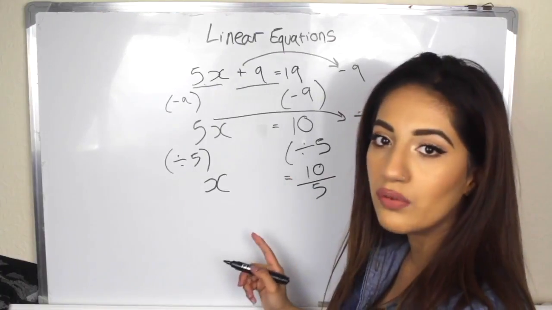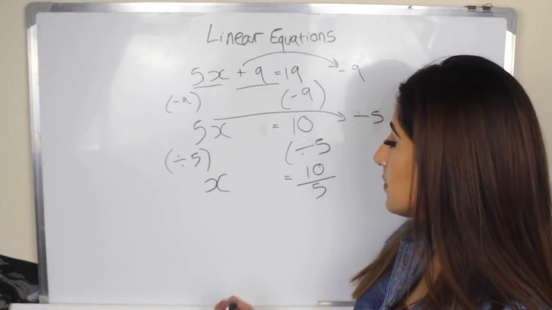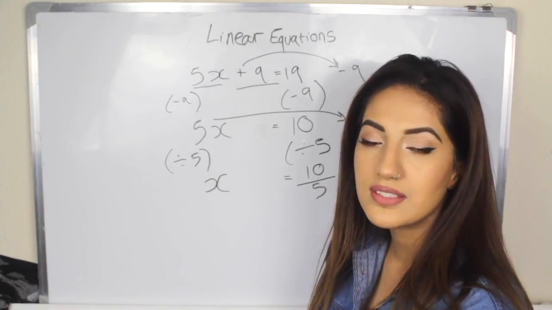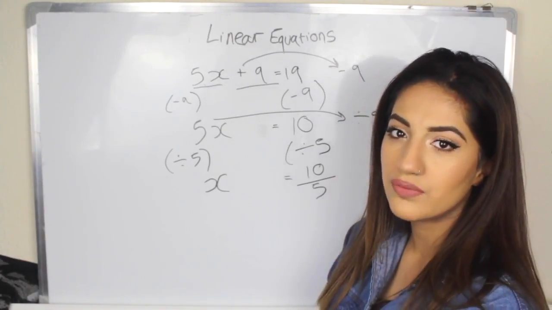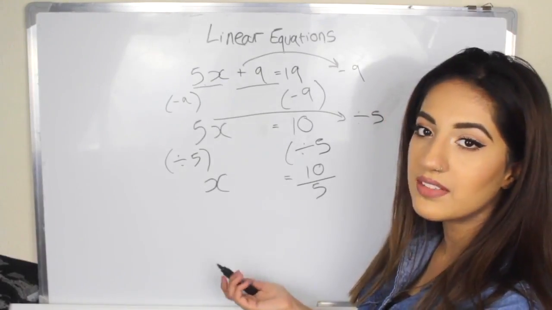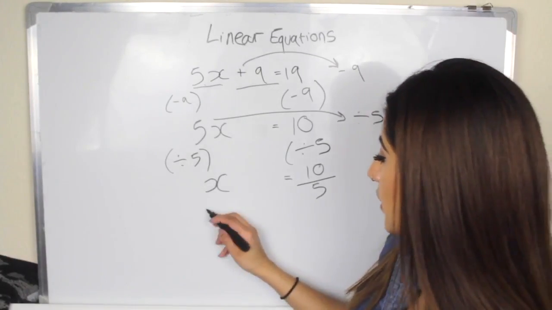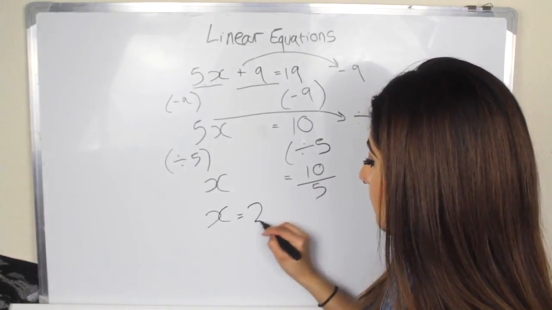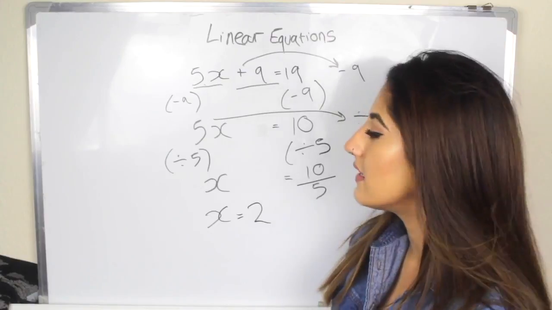Now, obviously we can solve for this. Some questions allow this to be left in fraction form. So, for instance, some harder GCSE questions, they would expect you to leave it in fraction form. So for this one here, because we can cancel it down, we will do that now. So this is x equals, and 10 divided by 5 equals 2. Right, so we have the answer to this linear equation here.